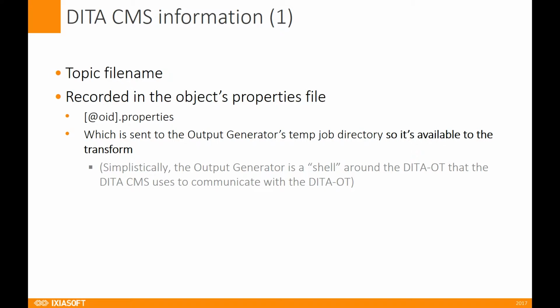So in the CMS, every topic, of course, has a file name. And this file name is recorded in the object's properties file. So every object in the CMS, every map, every topic, every image has a .properties file that has some information about that. And this properties file is sent to the output generator when you generate output. And for those of you who don't know what the output generator is, it's our shell around the DITA Open Toolkit that just facilitates communication between the CMS and the OT. So it sends this already. Since it's there, use it.